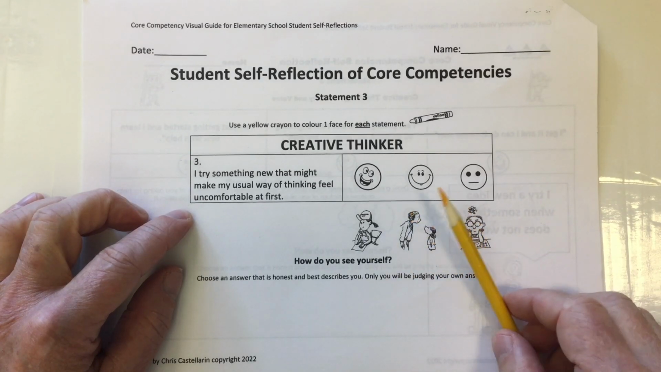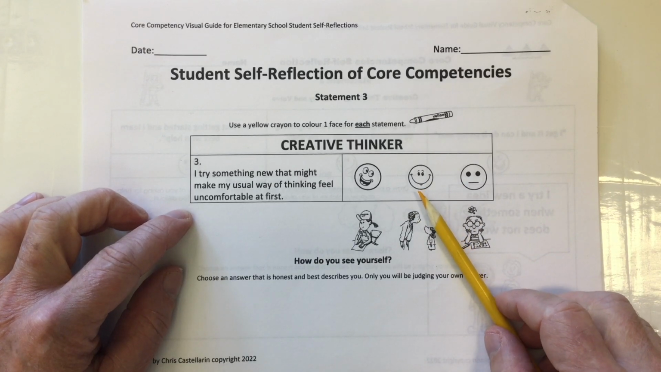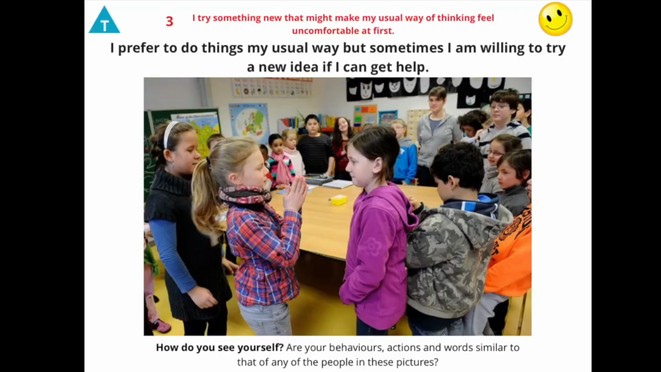Or am I somebody who really would only do it if I had help? I prefer to do things my usual way, but sometimes I'm willing to try a new idea if I can get help. How do you see yourself?